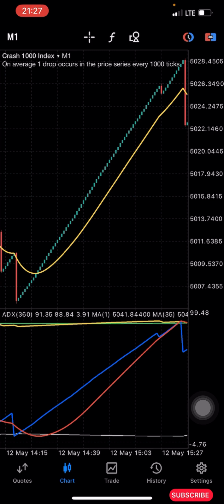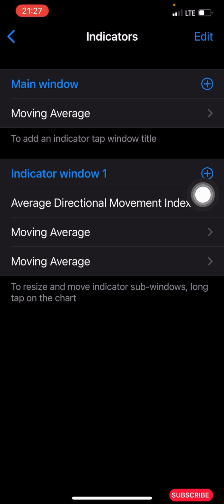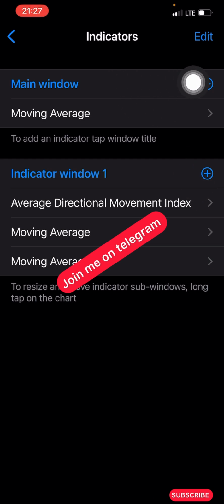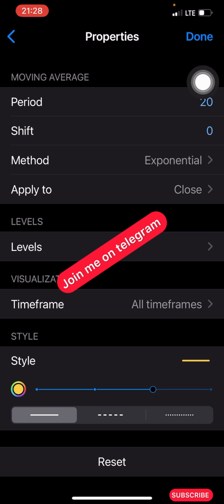Now the first thing we have to do here is to click on this F icon. After clicking on that, we search for our first indicator, which is the moving average. So you click on this main plus icon and then you search for your moving average. Now these are the properties for the moving average.